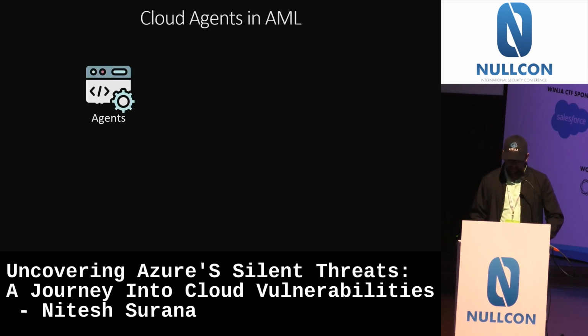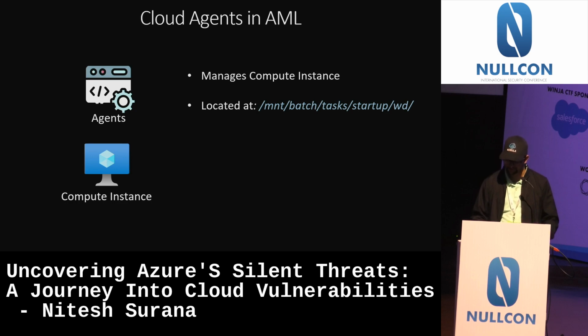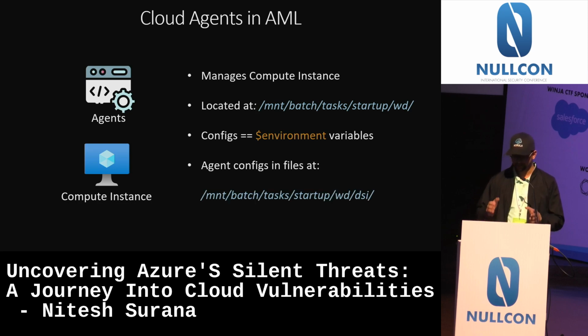So AML uses certain agents to manage compute instances, basically to diagnose, monitor, and make sure that the compute instance is healthy. And these agents are installed on all compute instances and are maintained by Microsoft. The agents are located in the path in blue, under the working directory and the start task. These agents need configurations to perform actions, and they run as daemon services. The configurations are provided in the form of environment variables, and the environment variables are stored in a file. The file is under the DSI directory in the working directory.